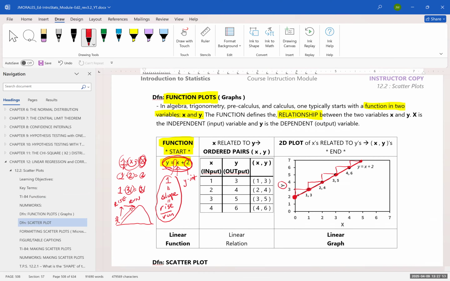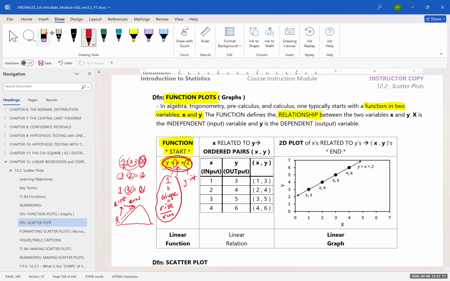And we could go forever and just keep going in this direction, and we could keep going in this other direction. We would just end up with a line that extends forever into positive and negative infinity. So we could just graph that function that way.